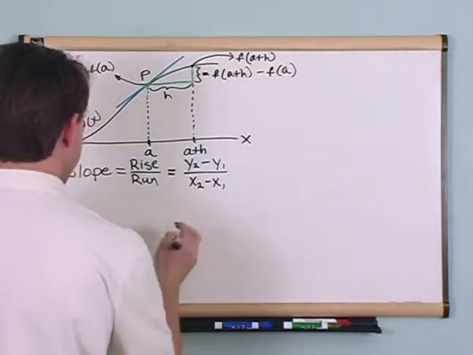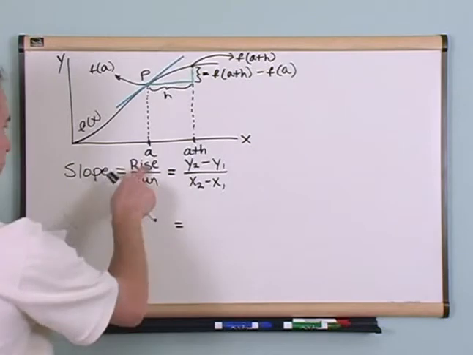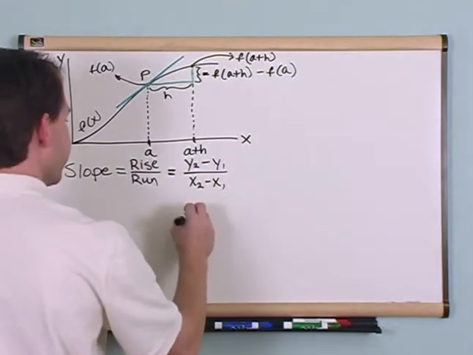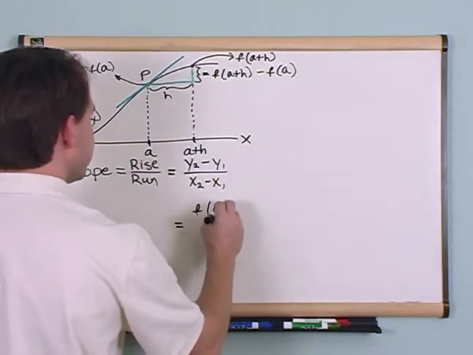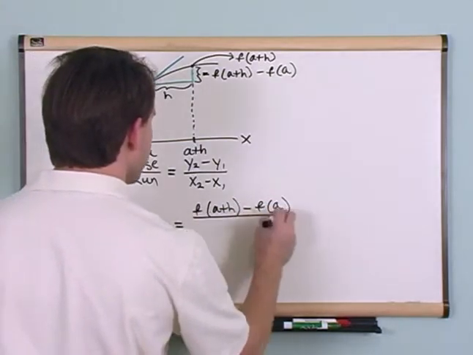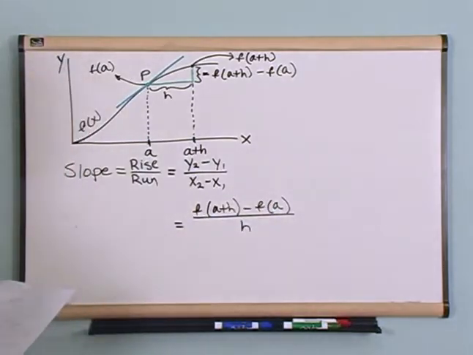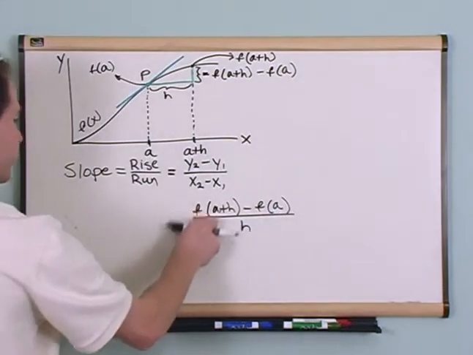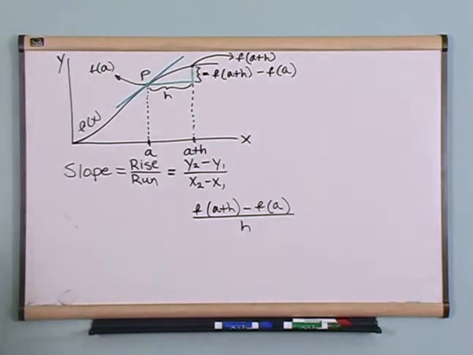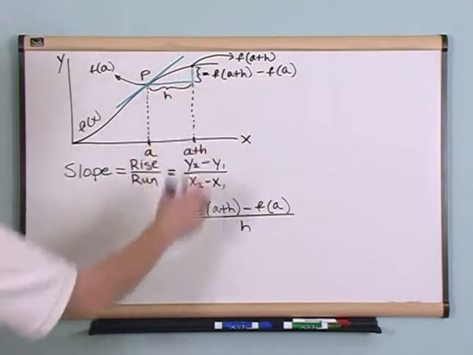I'm just going to write it right here. I'm going to say the rise, which is this quantity here, the difference in y, is f of a plus h minus f of a, over, that's the rise, the run is just h. Now, that looks pretty complicated, but it's not too bad really. You're just looking at rise over run. Rise is defined here and run is defined there.